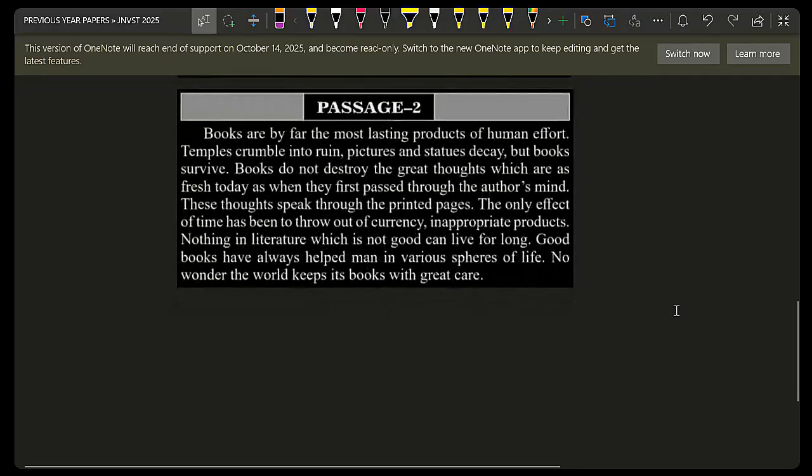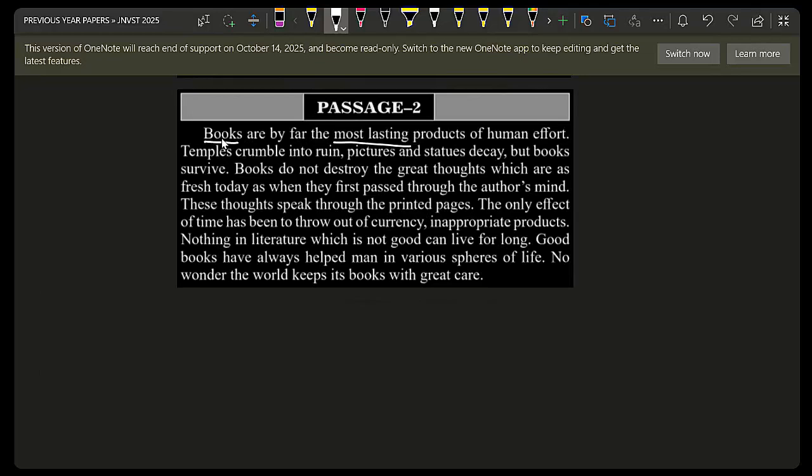Books are by far the most lasting products of human effort. Most lasting means, suppose you prepare any food, after 1 or 2 days it becomes stale and we cannot eat it further. That means it is not lasting forever. It is lasting only 1 or 2 days. But books, they're saying about books, are more lasting products of human effort. Even if a book was written 1,000 years ago, if the book is available now, you can get the entire information whatever the author wants to say. So books are by far the most lasting products of human effort.